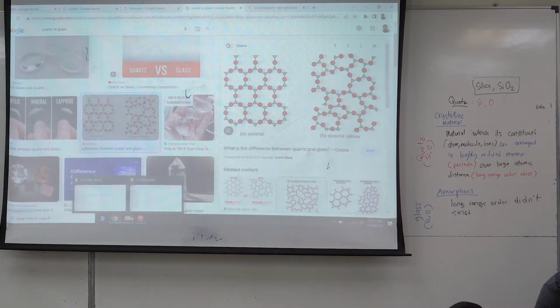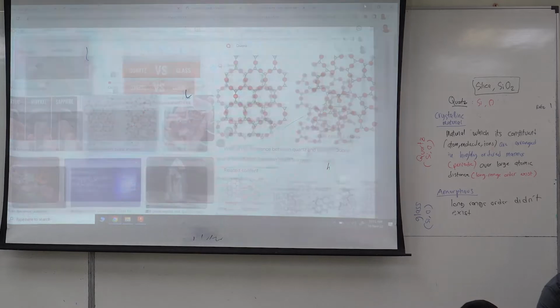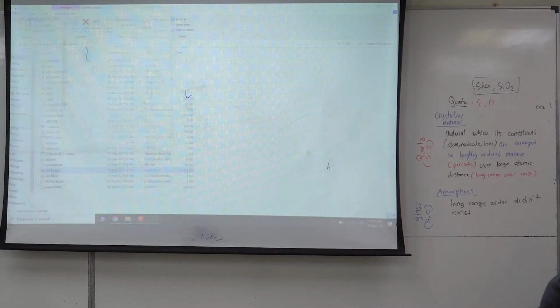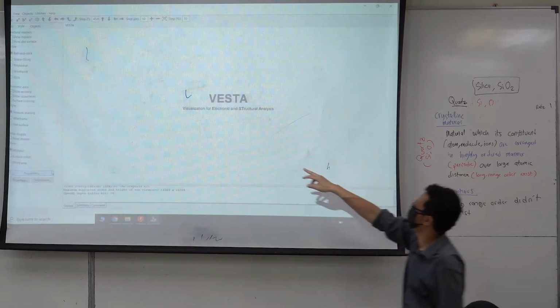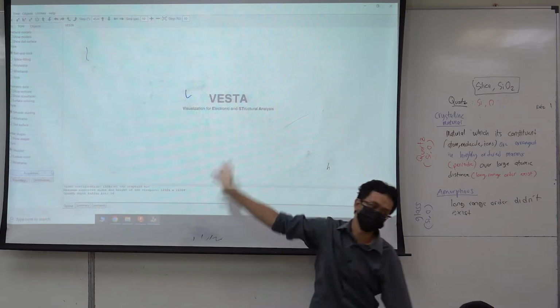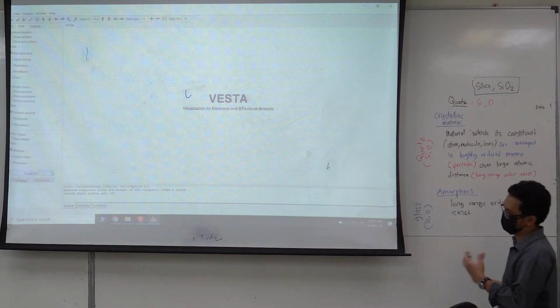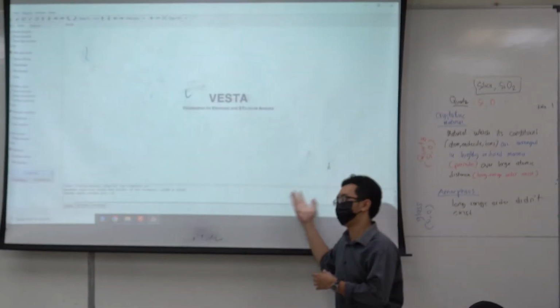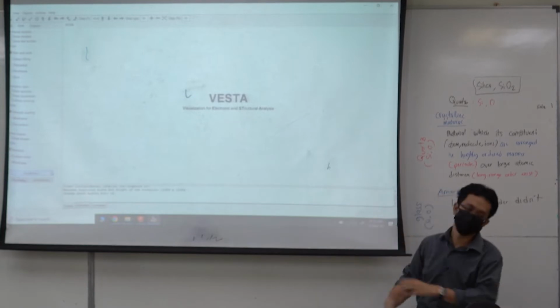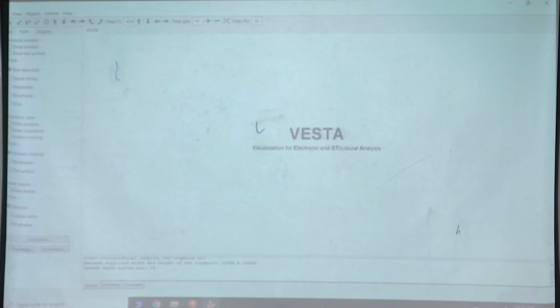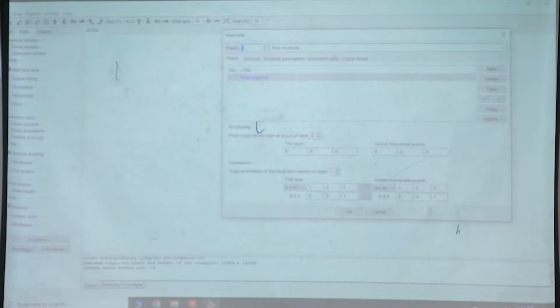So this is where I asked you to install this VESTA. You can see VESTA is Visualization for Electronic and Structural Analysis. Basically, this program is free open source software. Normally it's used to visualize the crystalline material. You can draw the material by going to file, new structure, and then it gives this.